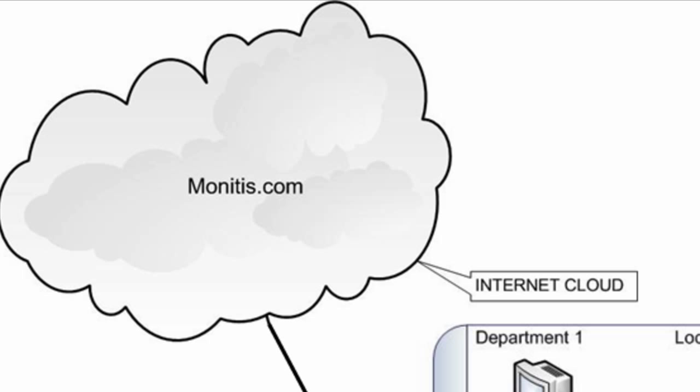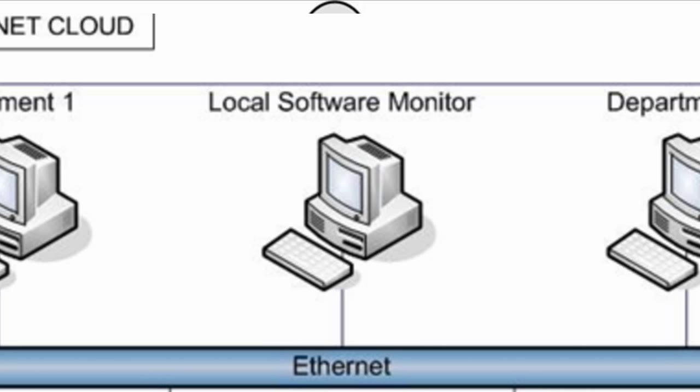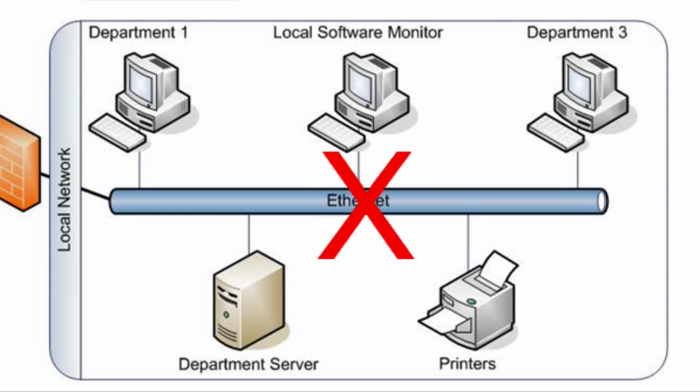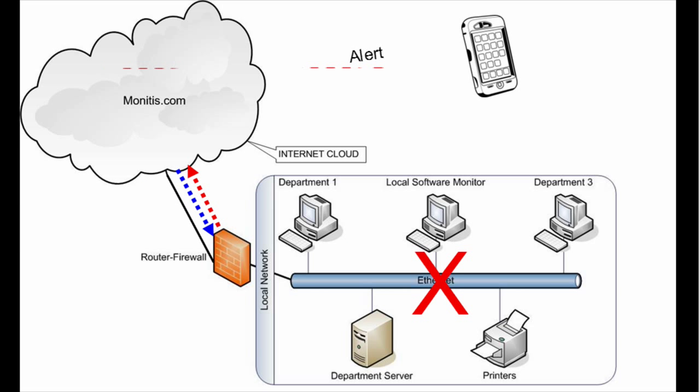This means that applications and data are hosted in the cloud, and alerts are sent from locations external to your network. This is very important, as if you use a local software-based monitoring solution, and you have a network outage, then you won't receive any alerts. But Monetus will still be able to detect a network outage, ensuring that you will always receive alerts.